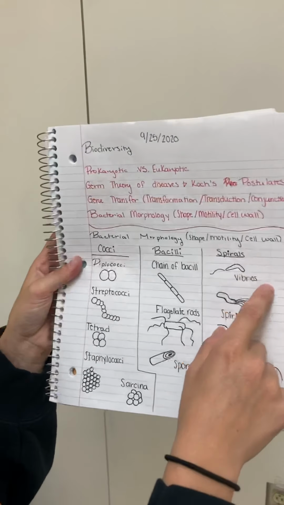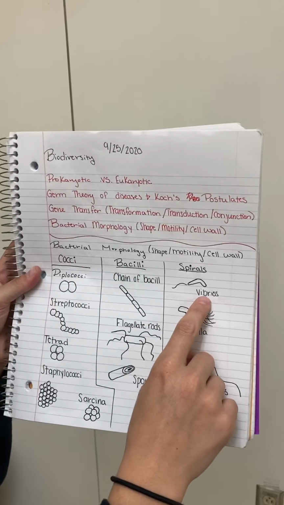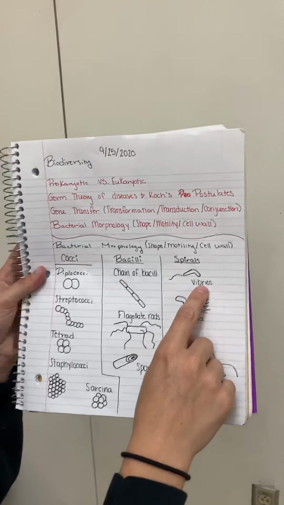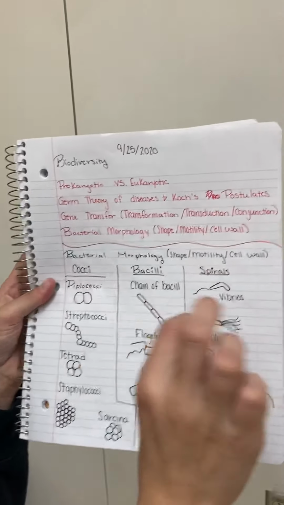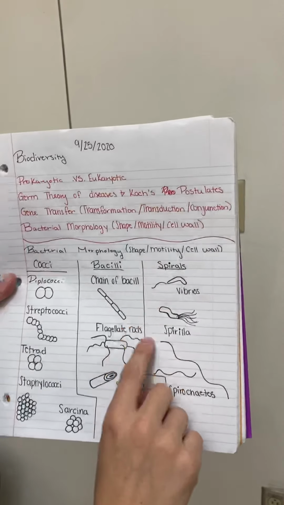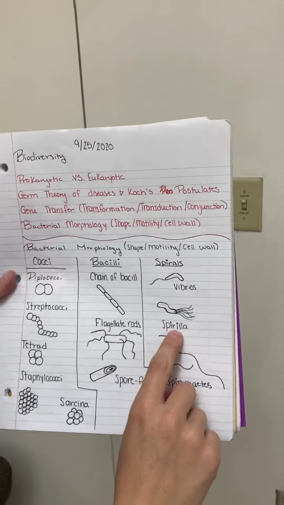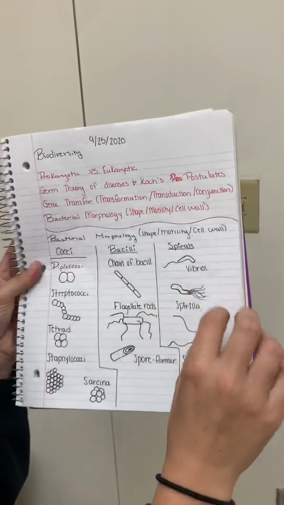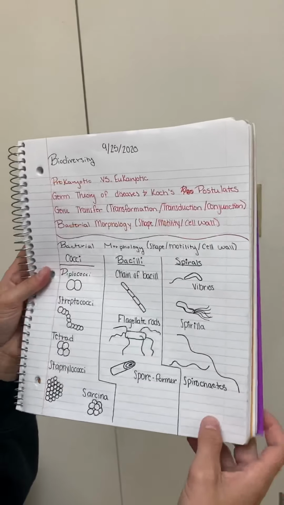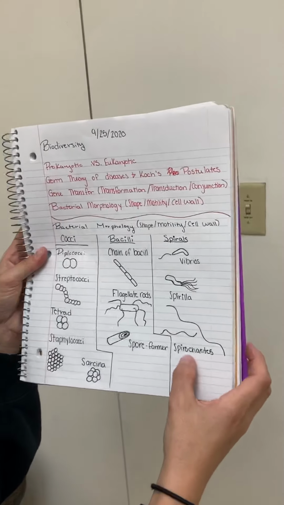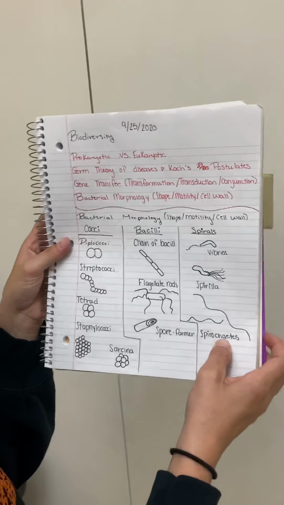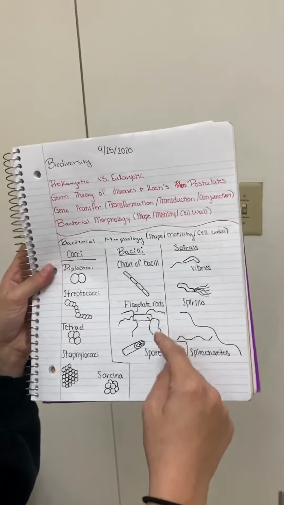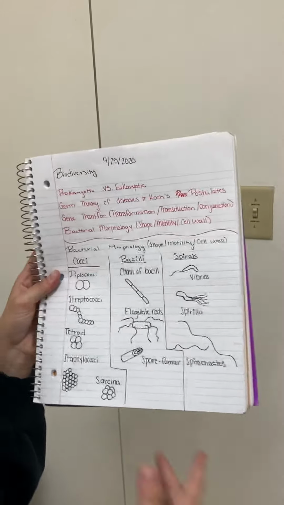And then the spirals, you have the vibrios, I don't know how to say that, but it's one of them with a little tail, and then the spirilla, which is one of them with multiple tails on the end, and then the spirochetes, which is just one of them in a spiral formation. Excellent.